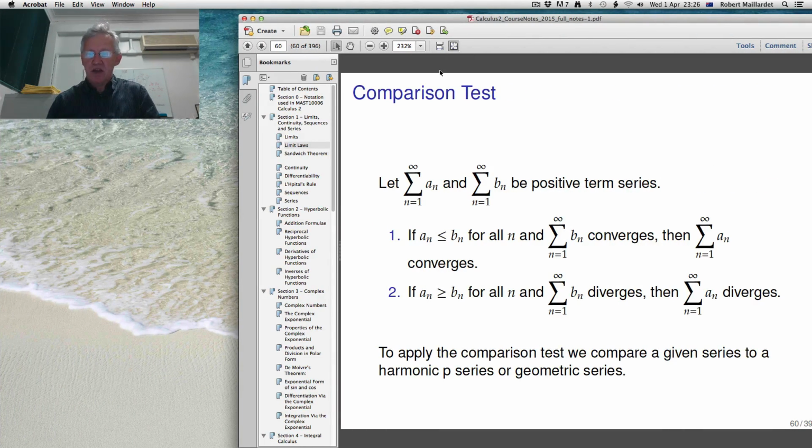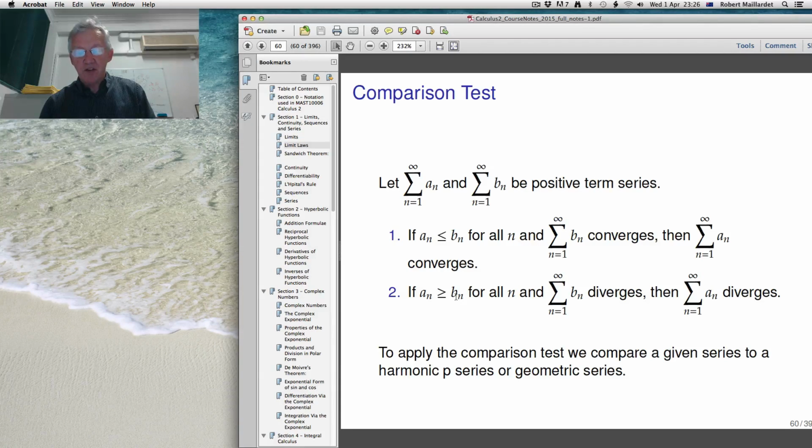Here it is. We've got a series, sum an, another series, sum bn, and they're all positive. They're all positive term series. If the nth term of the A series is smaller than the nth term of the B series for all n, in fact, it suffices if it's true for all n greater than some fixed n, and Bn is a convergent series, then if you like, the An series is dominated, it's underneath a convergent Bn series, and it also converges.